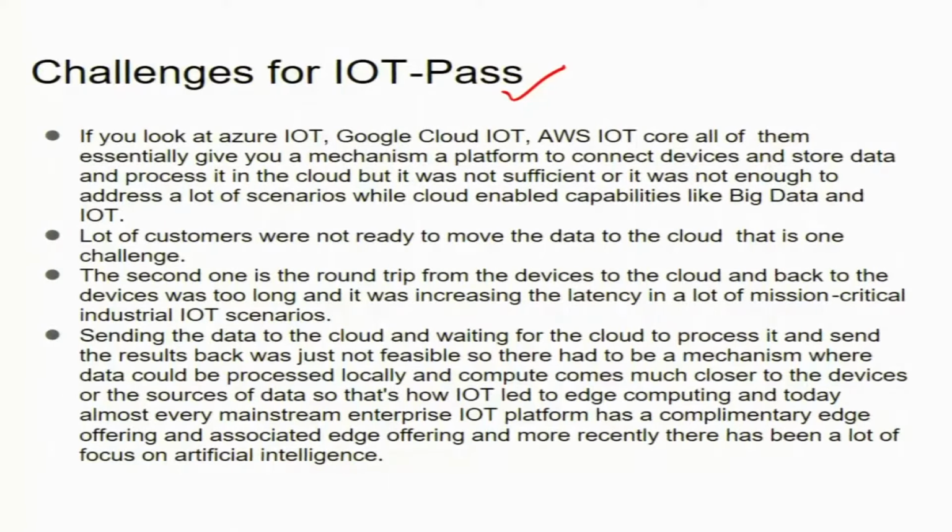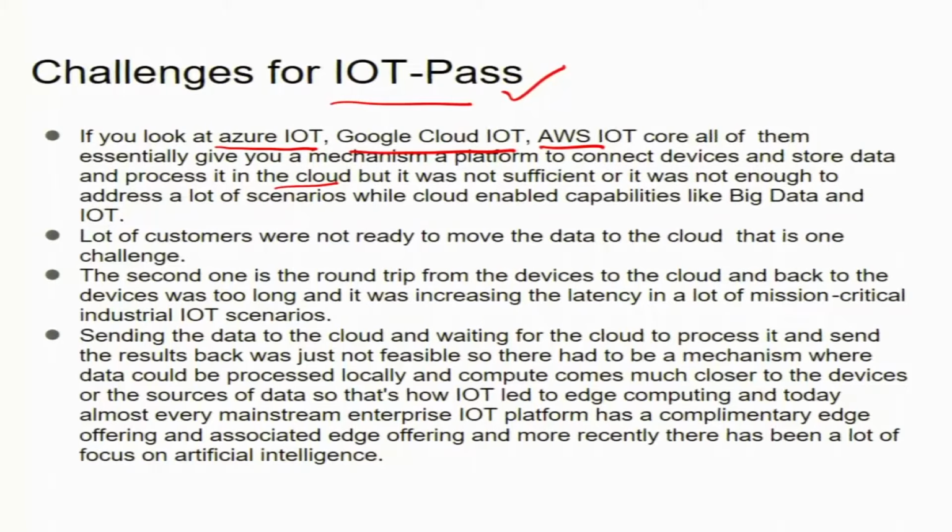So if you look at these cloud providers like Microsoft, Google and Amazon, all of them are now supporting a platform for this IoT PaaS, and they are called Azure IoT, Google Cloud IoT and AWS IoT Core. So all of these platforms which support IoT PaaS give you the mechanism to connect these devices and store the data and process it in the cloud.